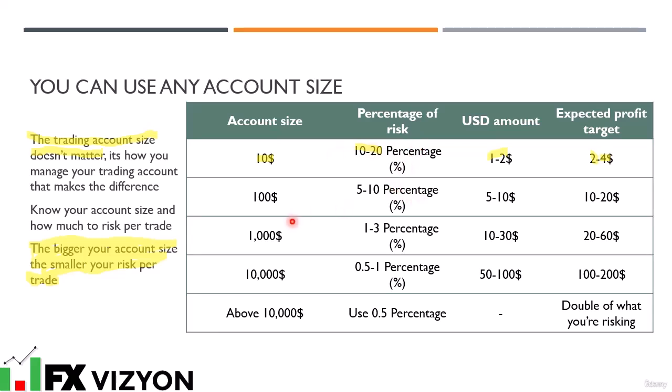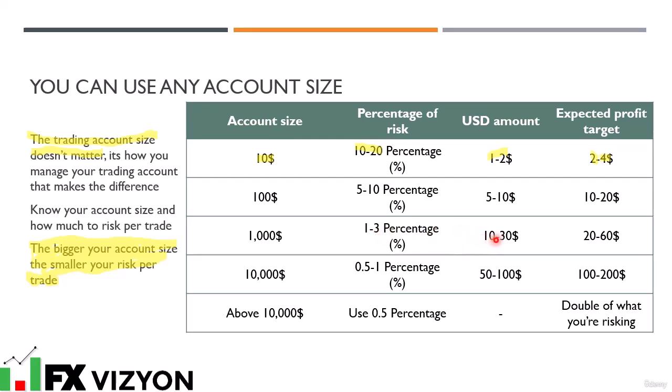Now, what I'm trying to say is that the bigger your account size, the smaller your risk per trade. Look at it here. When your account size was $10, you were risking 10 to 20%. Now, when your account size is $100, you are risking 5 to 10%. But now that your account size is $1,000, which is higher, you're risking 1 to 3%. Once you're risking 1% of $1,000, you're risking basically $10, and 3% you're risking $30. Right? Risking $10 will make $20, and $30 will make $60.